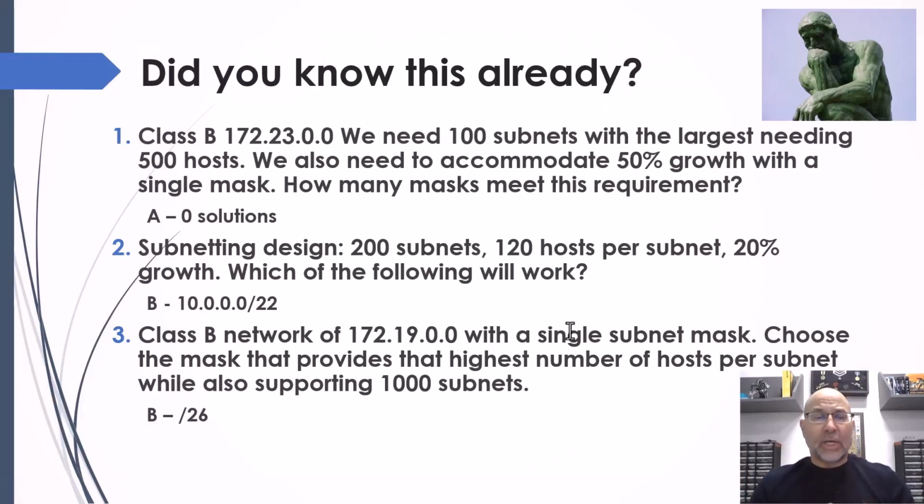Question number 2, subnetting design. Okay, 200 subnets. We know what we're going to do then. 120 hosts per subnet, a little more reasonable. 20% growth, also a little more reasonable. Which of the following answers will work? There were 4, and you had to pick one. The answer was choice B, the 10 net with a /22 CIDR notation, or a /22 subnetting. So let's take a look at that one.